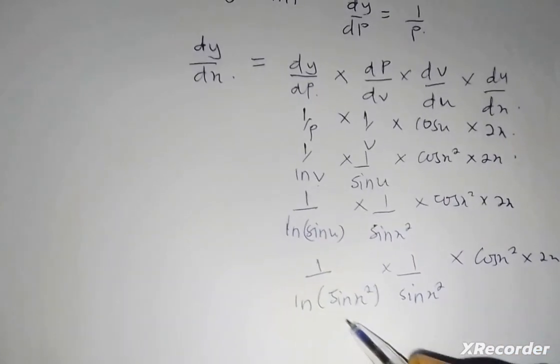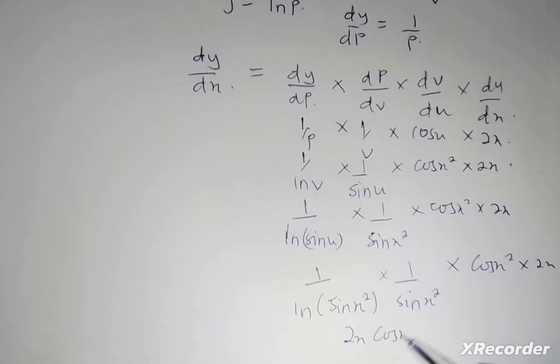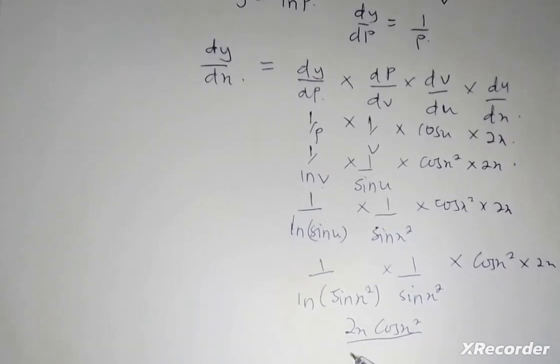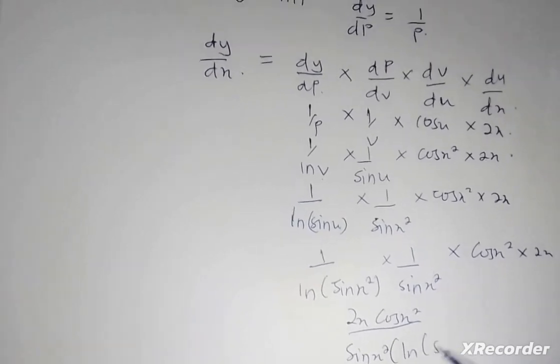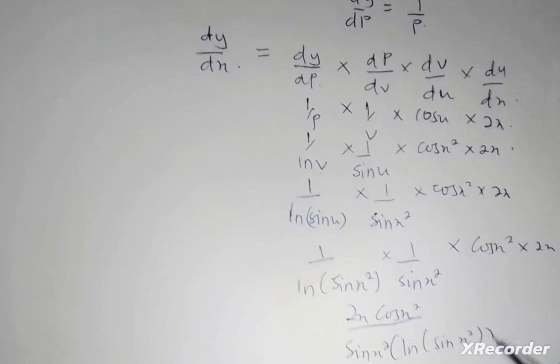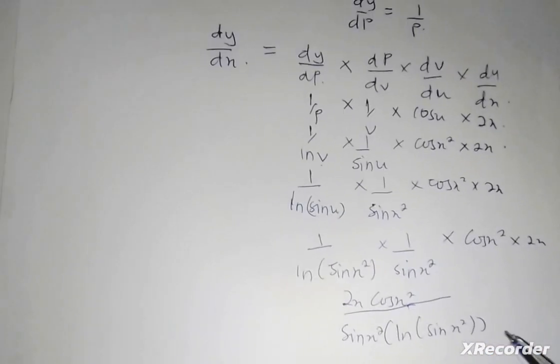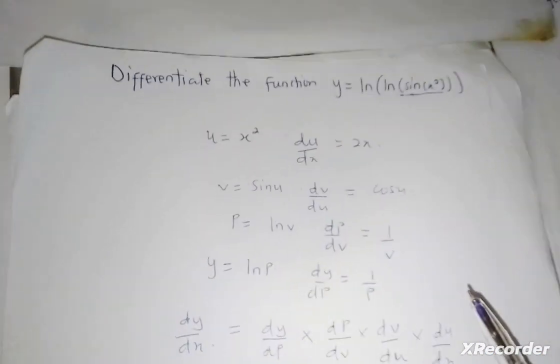We multiply everything, you have 2x cos x squared all over sine x squared, multiplying ln of the expression sine of x squared, and that becomes our derivative for this composite function.